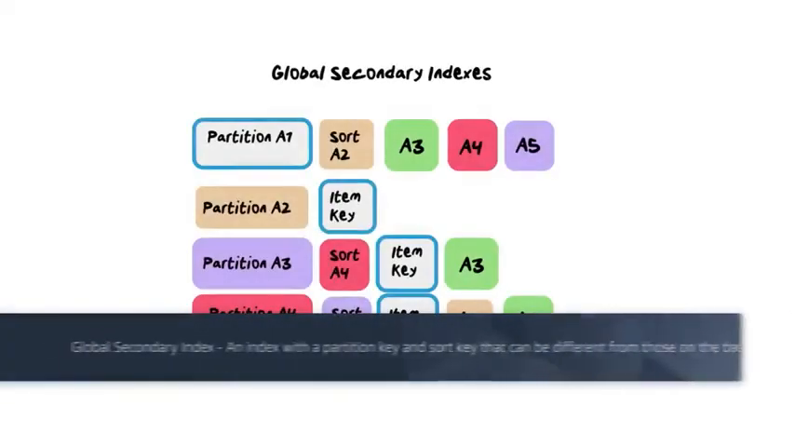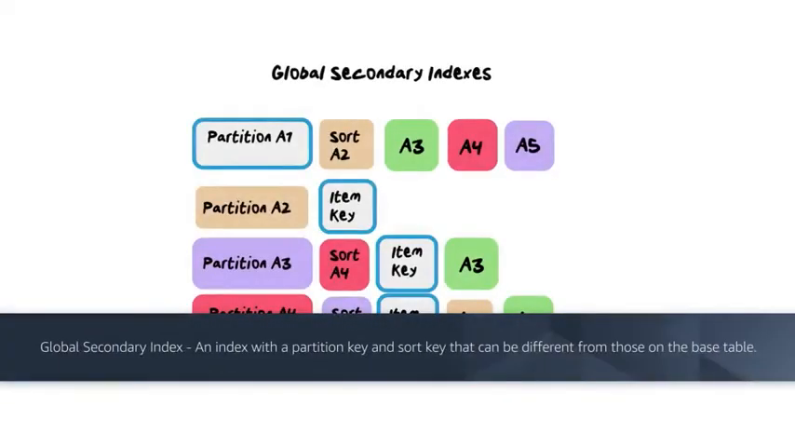A global secondary index is an index that has a partition key and a sort key that can be different from those on the base table.